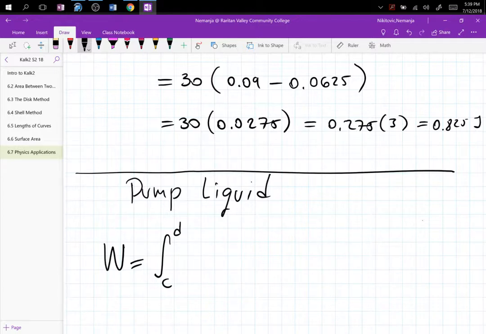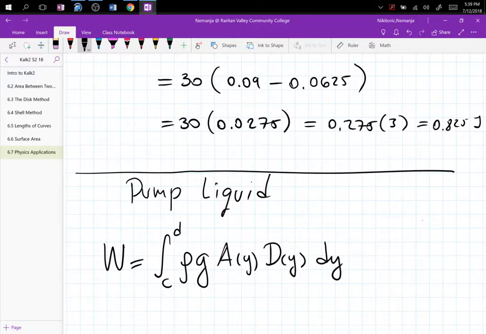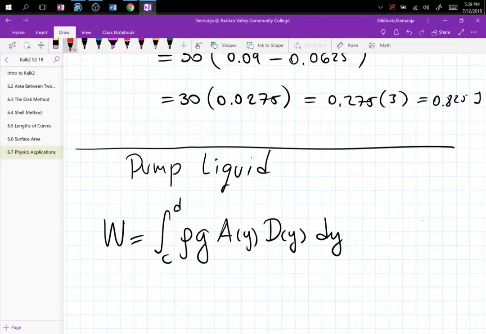You pump. So that's why I like C and D, and all of the functions that are given in terms of Y, because it's vertical distance. So what we have is rho g A of y D of y dy. So this is the formula.